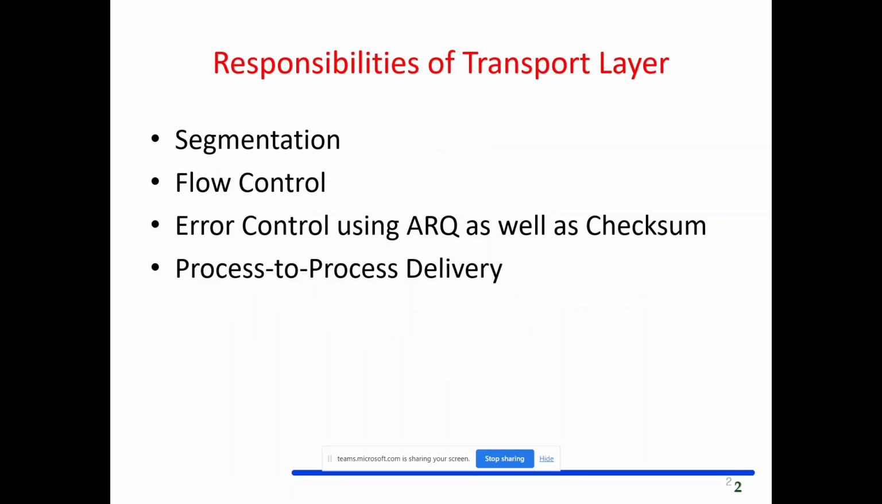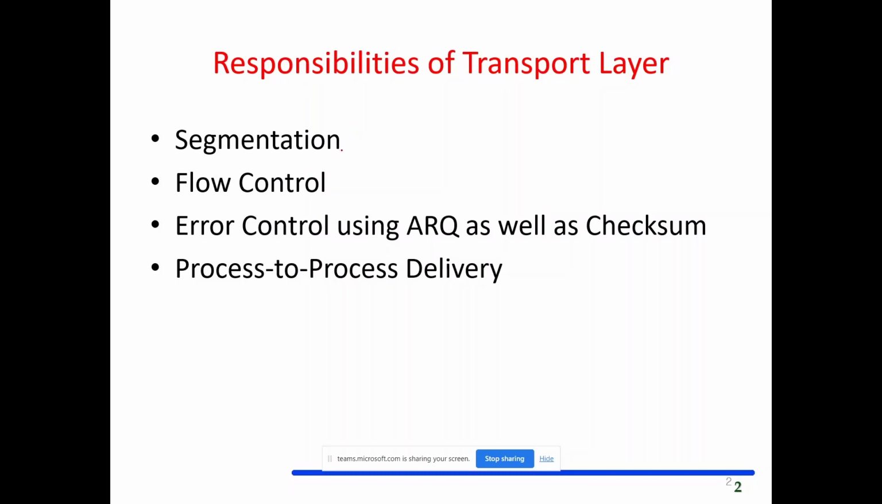There are 7 layers altogether in the OSI model, and all 7 layers have their own responsibilities. In the last class we saw the network layer. It has different responsibilities, such as mapping of IP address to logical address. All that we have seen. Today we'll see what the responsibilities of the transport layer are.